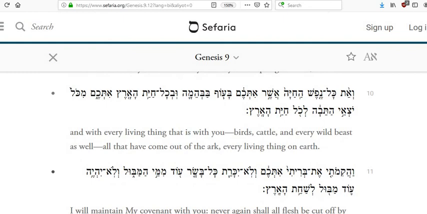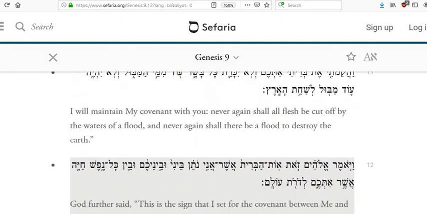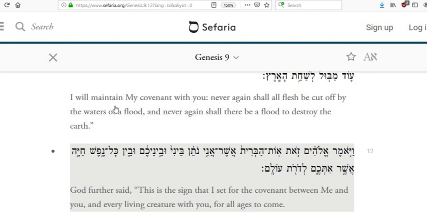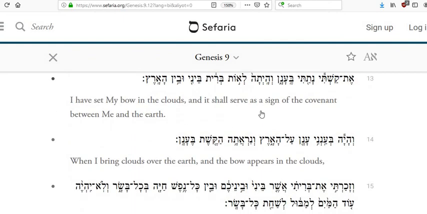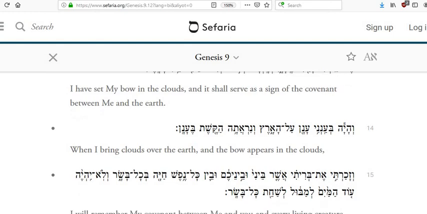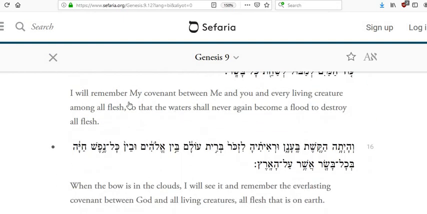And we can even count these. So there's 1, and then here's 2. I will maintain my covenant. And down here, God further said, this is the sign that I set for the covenant. So that's 3. And it shall serve as a sign of the covenant. That's 4. I will remember my covenant. That's 5.